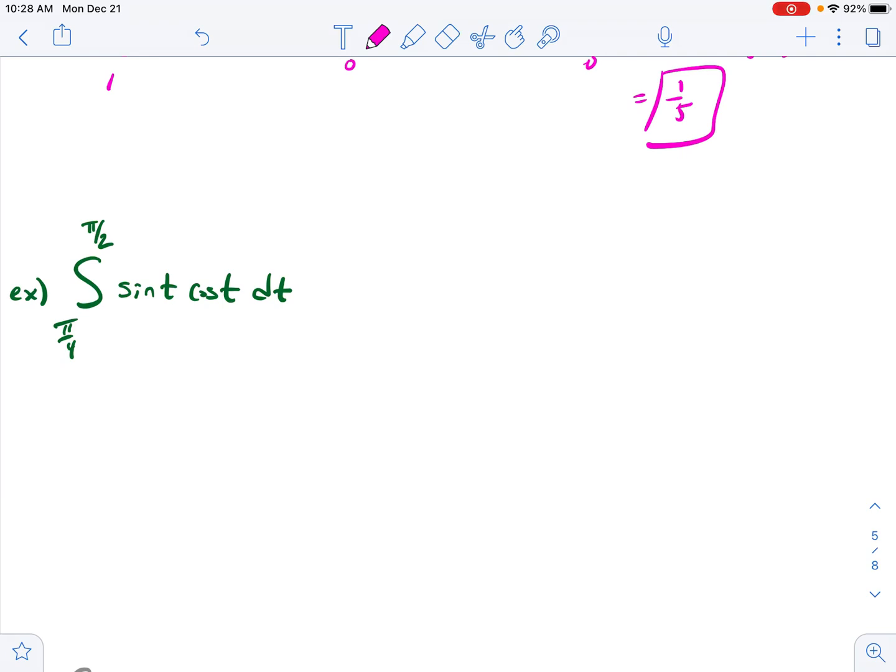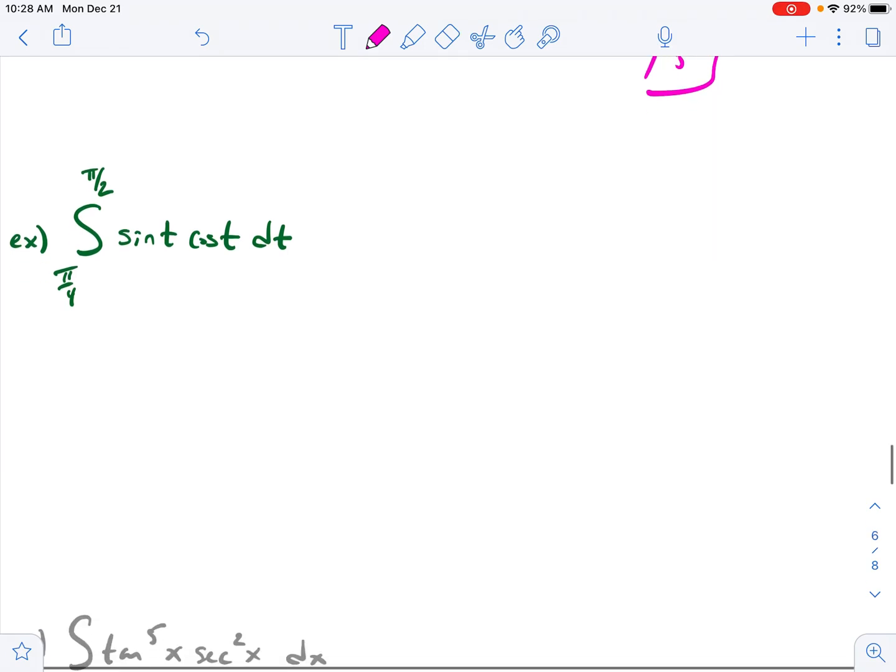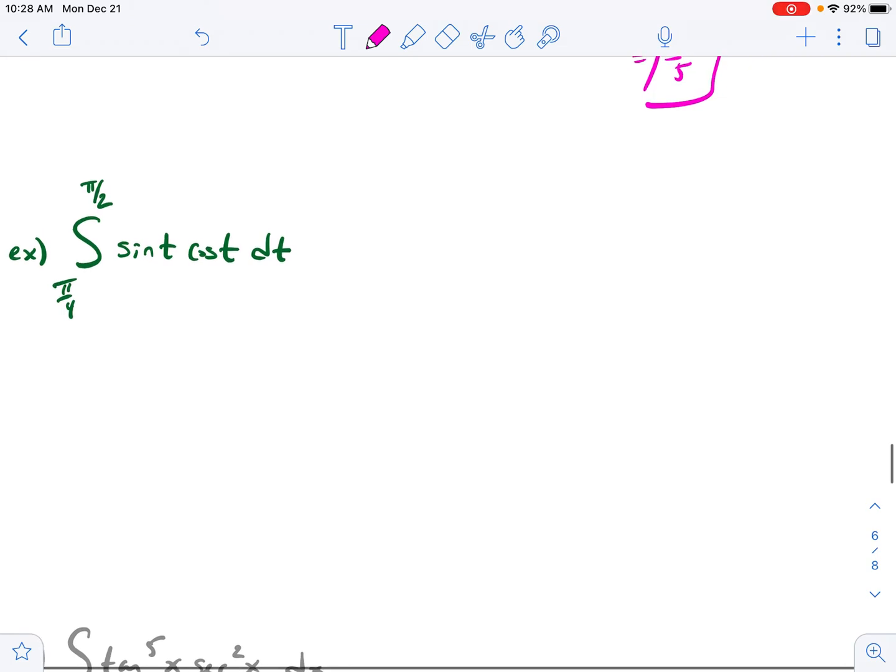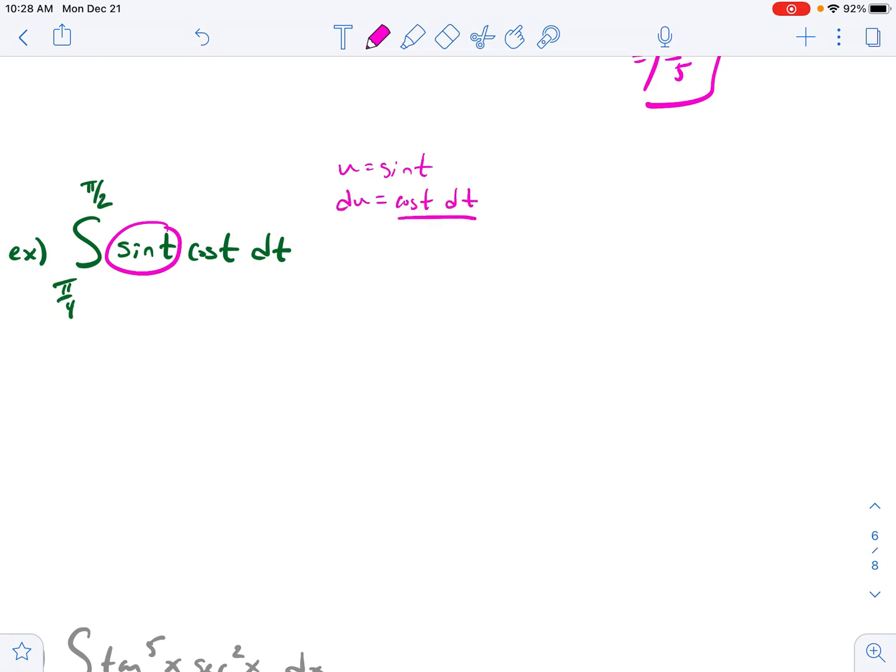Okay, next up, another bounded one. Here's just sine of t times cosine of t dt from pi over 4 to pi over 2. Well, sine and cosine are derivatives of each other. Notice neither of them really has a power here other than the first power. Let's see what happens if we let u equal sine of t. du will be cosine of t dt. So that looks pretty good. That picks everything up.